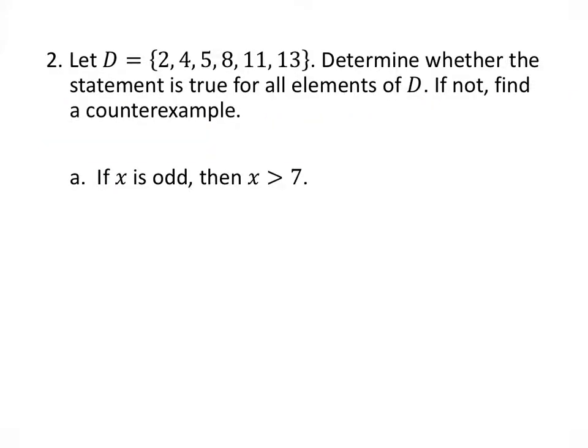So now we have a set of numbers, 2, 4, 5, 8, 11, 13, and we have a predicate, which is if x is odd, then x is greater than 7, and we want to know whether that statement is true for all elements of this set D. And if not, we want to find a counterexample. So we want to think of this first part of our predicate, if x is odd, as being our P of x. And then x greater than 7, that's our conclusion, Q of x.